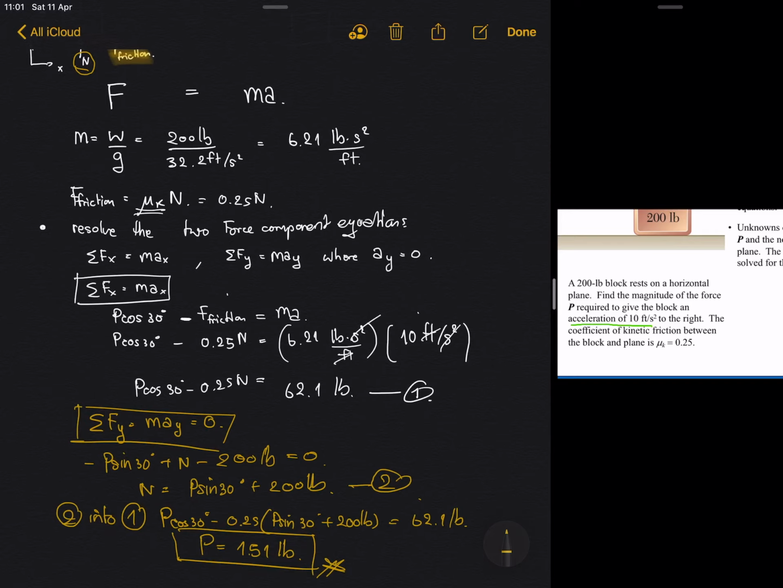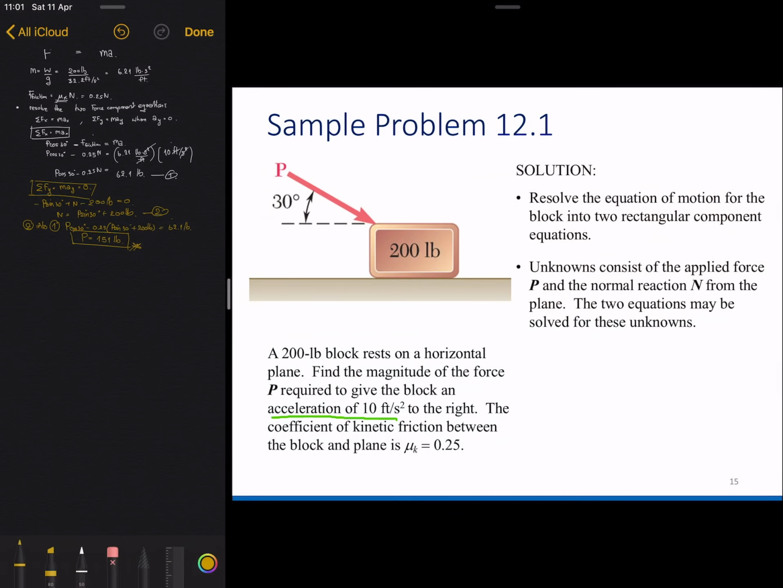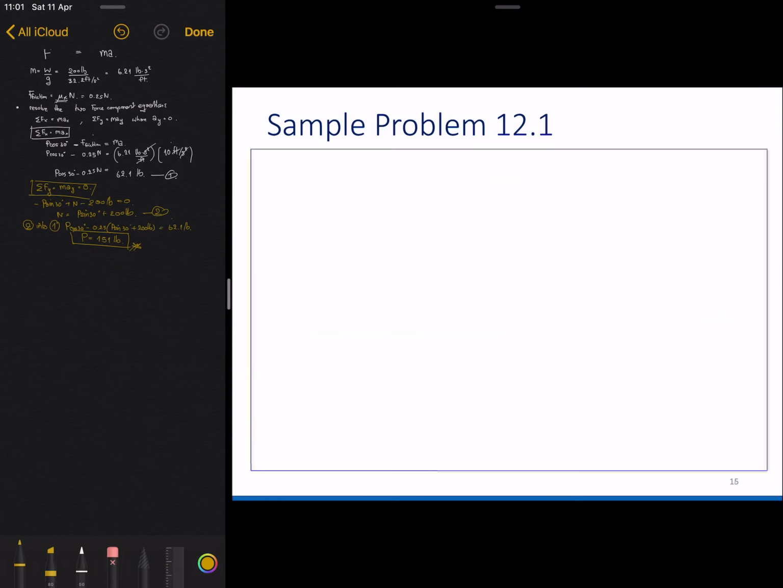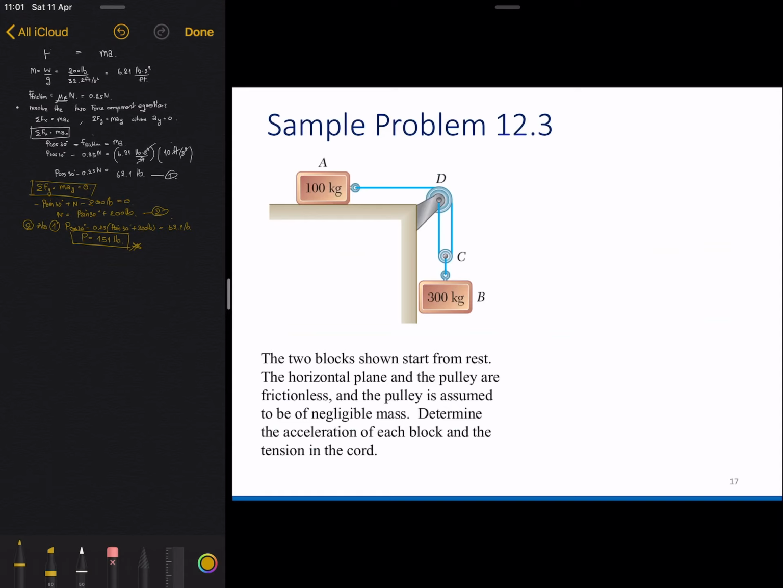Okay, so that's it for the first question. And next, a little bit more complicated one. Let's see. So we have two blocks, and as shown, from the start, they rest on the horizontal plane, and the pulley is frictionless. Again, the pulley is frictionless and massless, or no mass. Determine the accelerations of each block and the tension in the cord or cable, you can say.